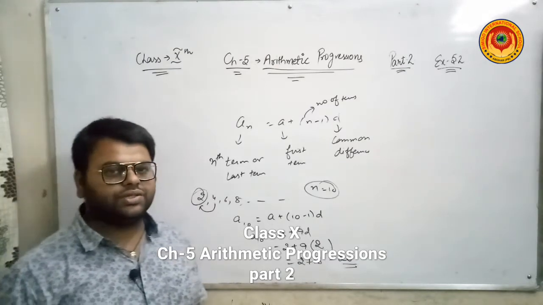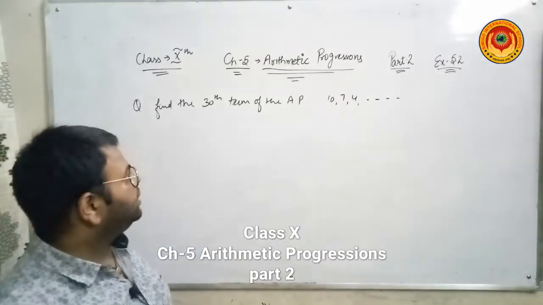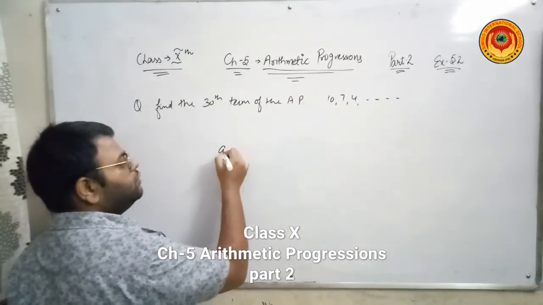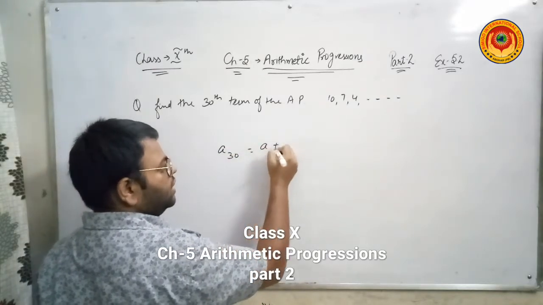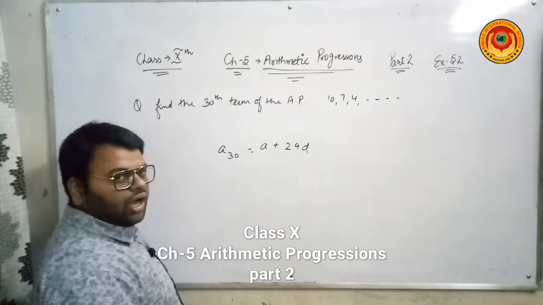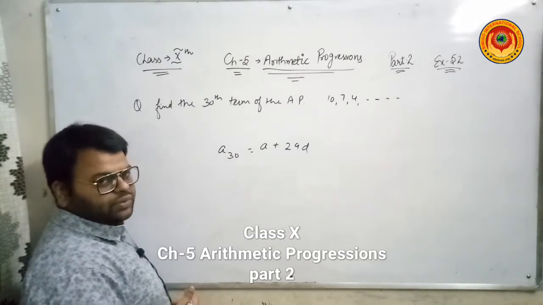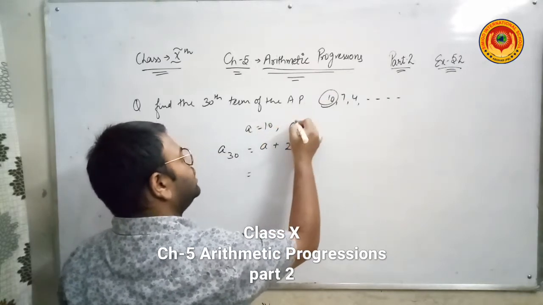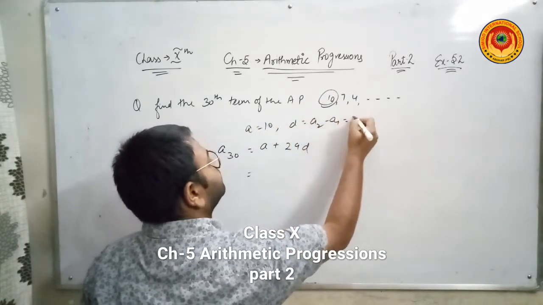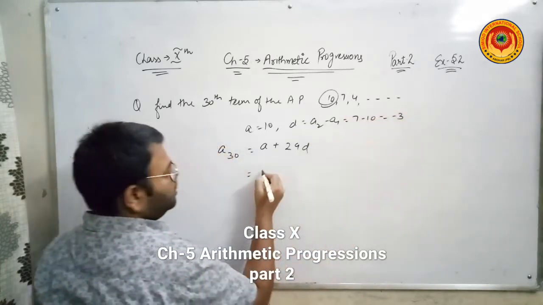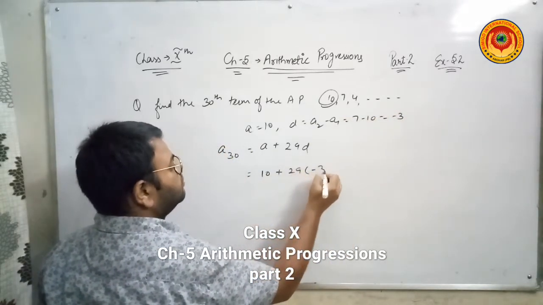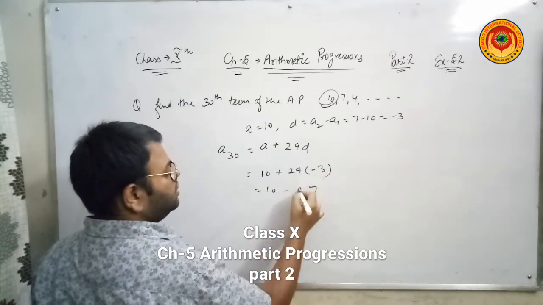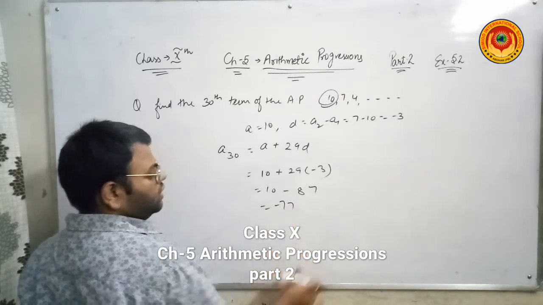Now we are going to discuss questions related to this topic. Question: find the 30th term of the AP 10, 7, 4. What's the formula for the 30th term? We have already discussed: a plus 29d. How? The formula is an is equal to a plus (n minus 1) into d. Now what is a? First term, that is 10. What is d? Second term minus first term, so 7 minus 10, minus 3. Just fill the values here. 3 9s are 27, 3 2s are 6, plus 2 is 8. So minus 77 is your required answer.